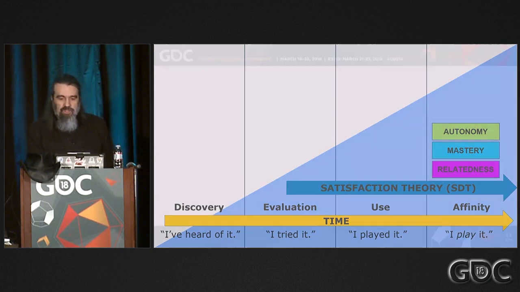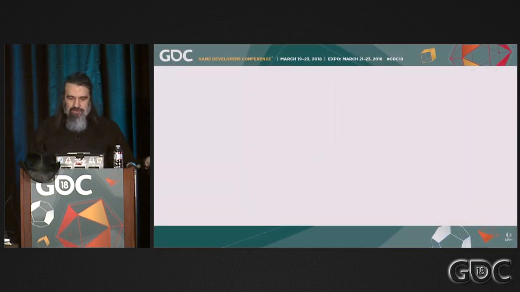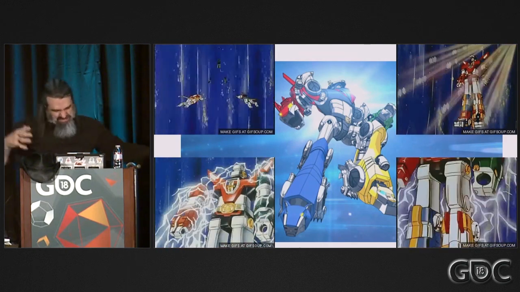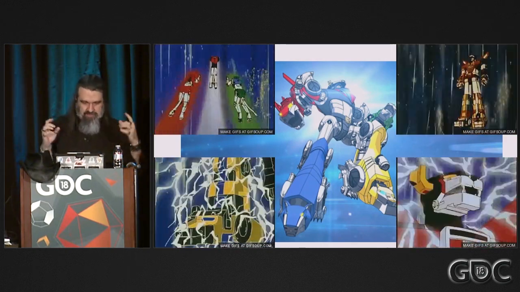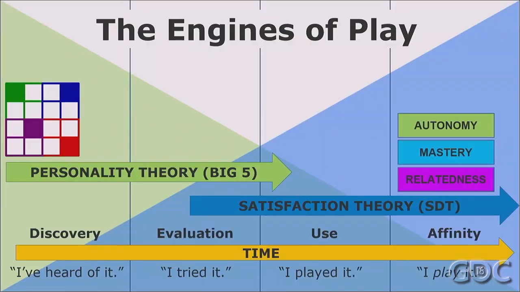Cool. All right, so we have these two models. We have personality theory, we have our timeline, we have SDT. So it was time, of course, to form player psychology, VOLTRON. Who knows the theme song? We just put them all in one model, that's all we did.